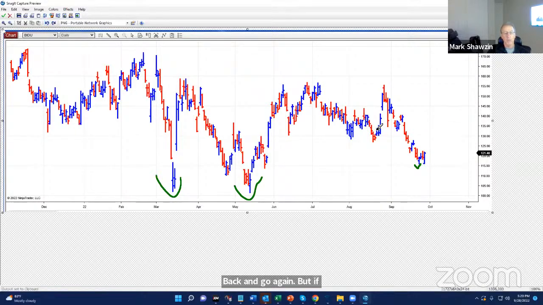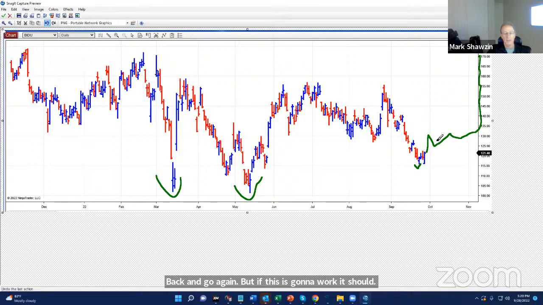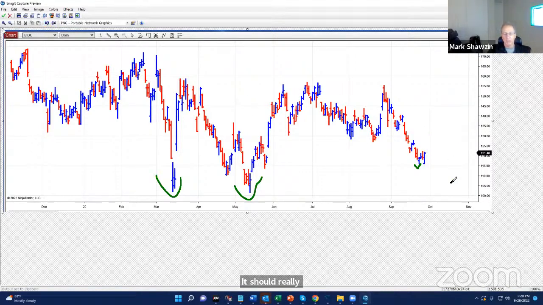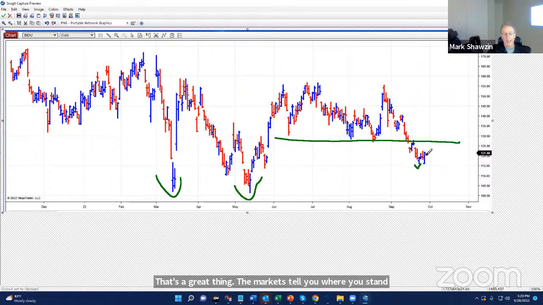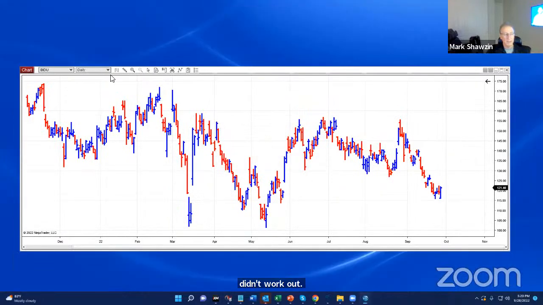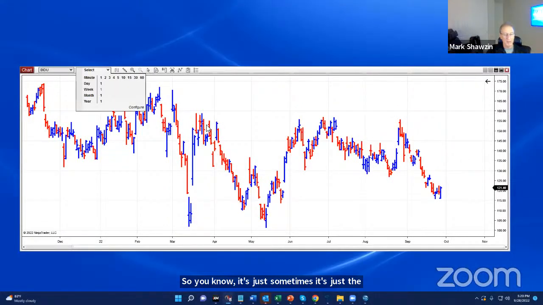But if this is going to work, it should really work. And if it's not, I'll know that very quickly. That's the great thing. The markets tell you where you stand. And if this thing goes up tomorrow and then dumps and fails and looks like this, well, then I go, that didn't work out. So sometimes it's just the probing. Sometimes you have a better feeling than others.